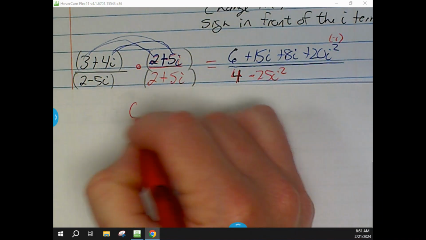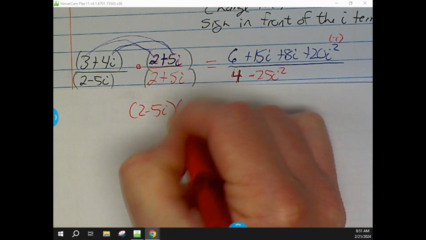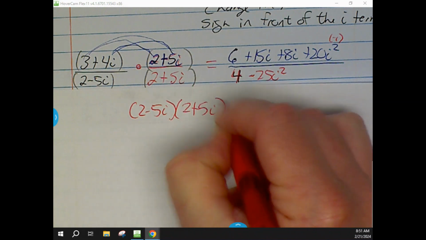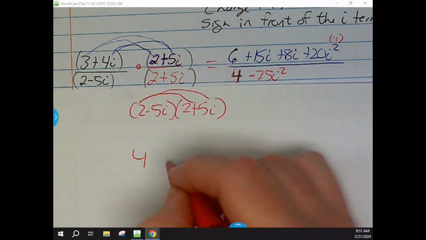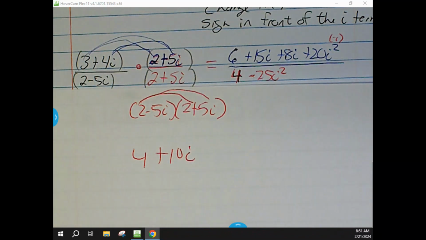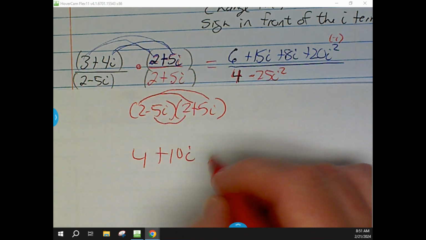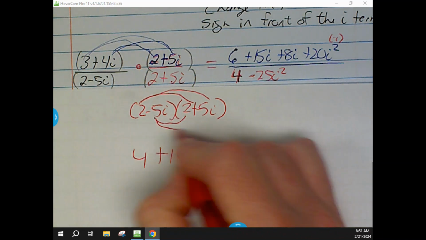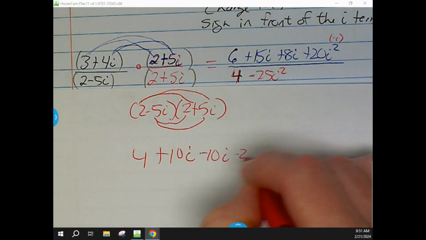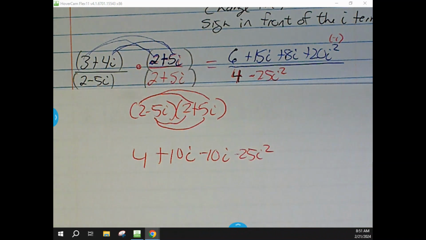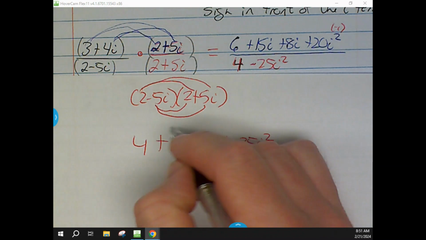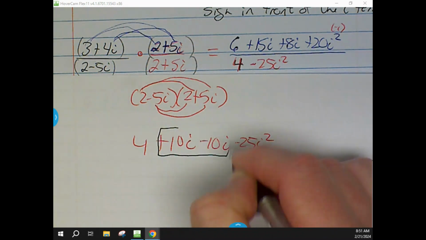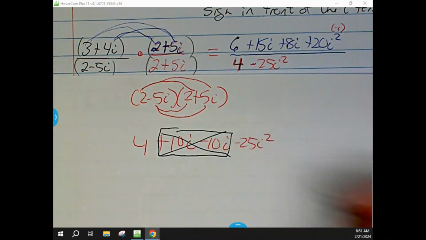We'll show you how this works with the FLA method, not the full method. So if you do 2 minus 5i times 2 plus 5i, 2 times 2 is 4. 2 times 5i is 10i. We do negative 5i times 2, that's a negative 10i. And then we've got negative 5 times 5, so negative 25i squared. And with conjugates, every single time, these two terms in the middle, you've got 10 minus 10, will always go to 0, which basically just knocks those two things out.